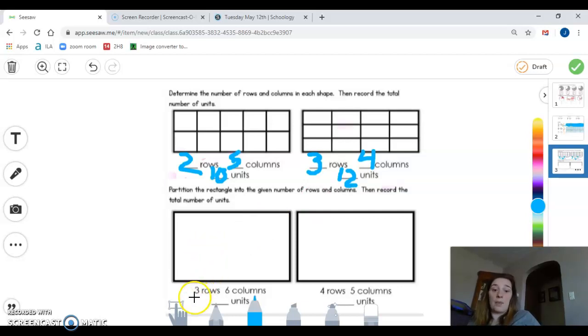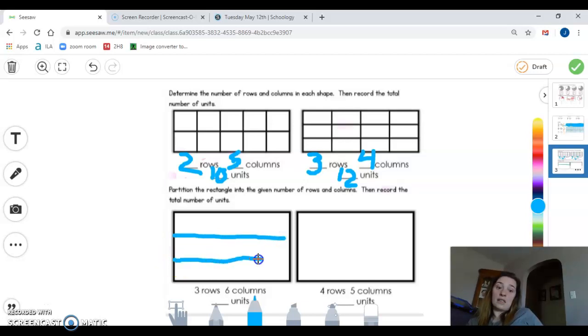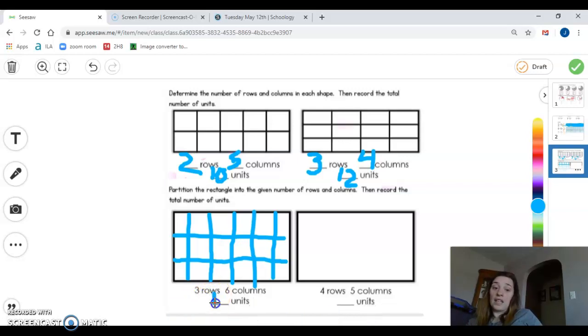Now this one you actually have to partition. You have to divide this up into 3 rows and 6 columns. Okay, so we're going to go 3 rows and 6 columns. That's going to be kind of hard. Let's see if I can do it. 1, 2, 3, 4, and 5, 6. Okay, and then how many units altogether? Right, there's 18 units. Good job.